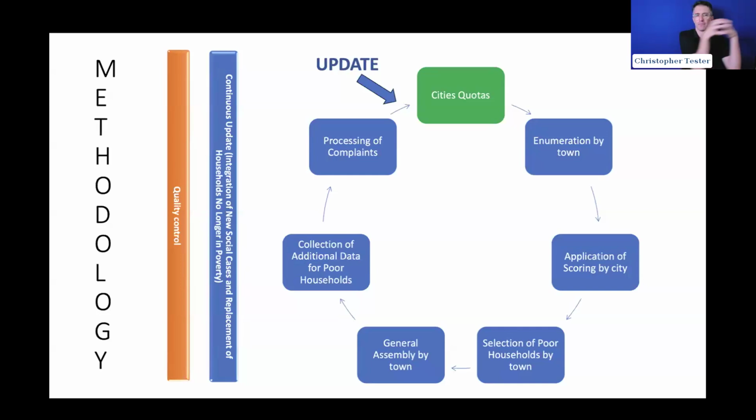And next we hold a general assembly in each locality to validate the list of selected households. Once the list of the poor households is selected, we conduct a collection of additional data for these poor households. And the last step is processing of complaints. After that, every 2 years and a half, we do an update of the poor households.